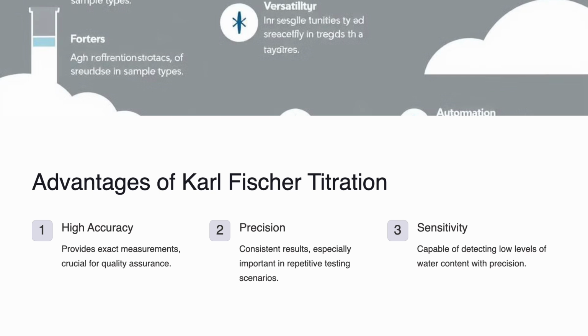Here, moving forward, we will see various advantages of Karl Fischer titration. It has very high accuracy as it provides exact measurements crucial for quality assurance. We can also see that due to the cell-like structure, outside moisture doesn't get inside the cell, which gives us the precise water content in the sample. Then precision: consistent results are found, especially important in repetitive testing scenarios at industrial scale. Now sensitivity of the reaction: it is capable of detecting low levels of water content with precision, and it is generally used to find the unreacted amount of iodine present in the sample.